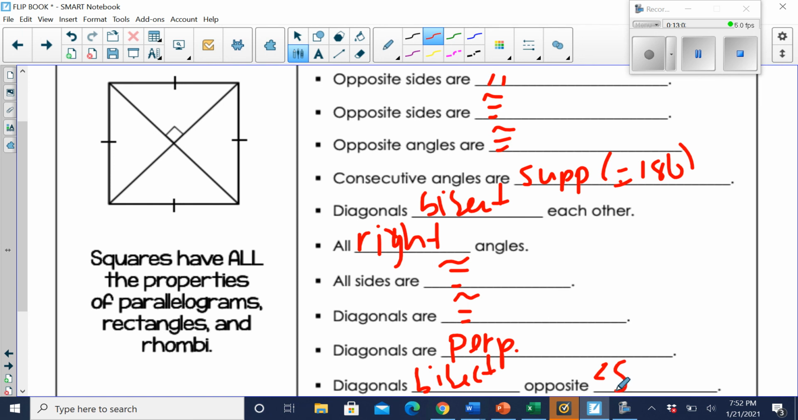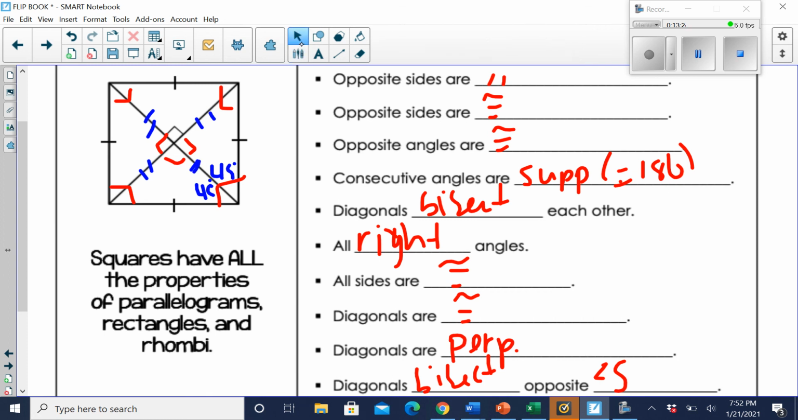Okay, so we know a lot of information about this square. We could fill in these 90s here. We know these are all 90s. We also know that the diagonals bisect those angles, which leaves us with 45s down here and then all the way around. And we also know that these diagonals are all congruent to each other. Okay, so lots of things that we know about a square.